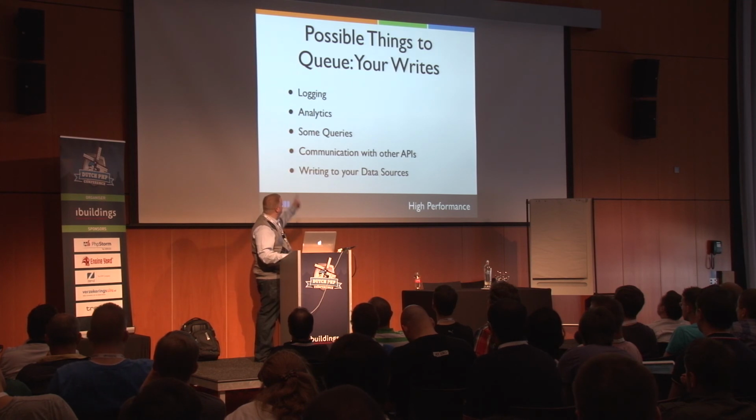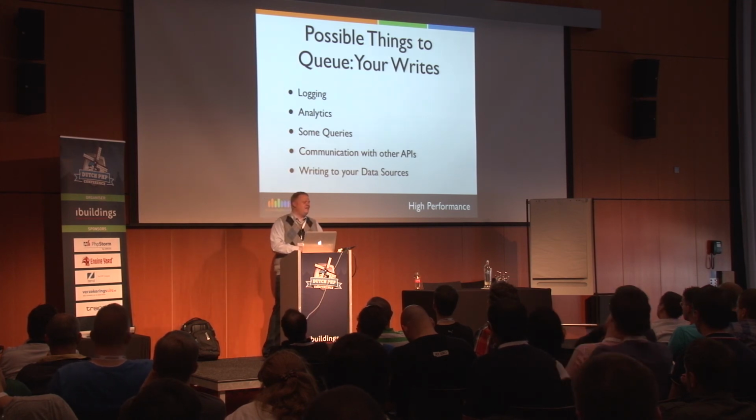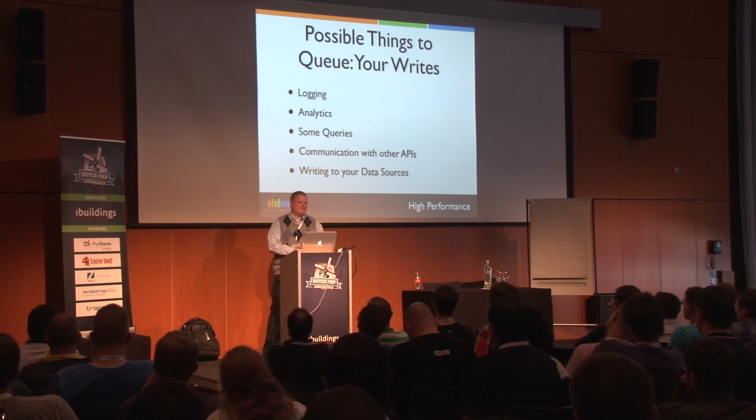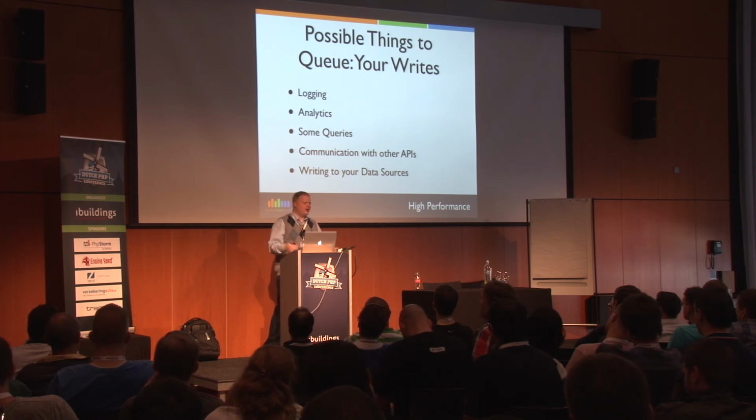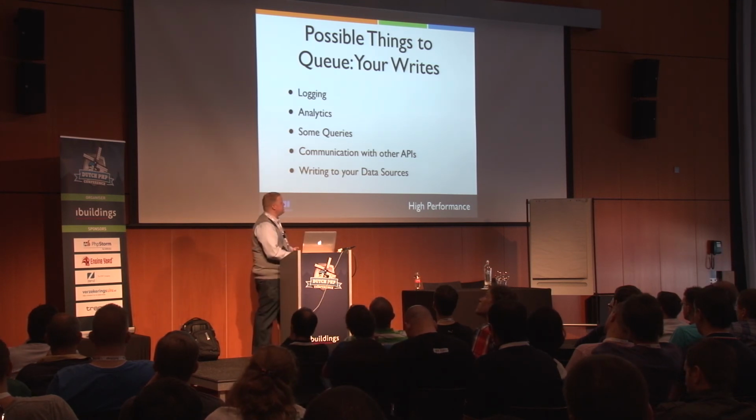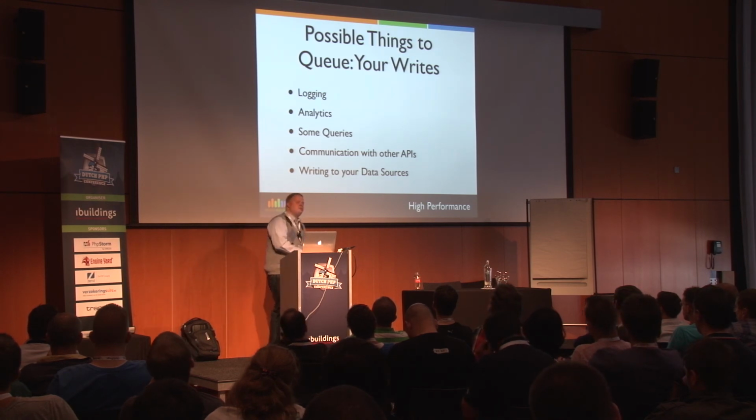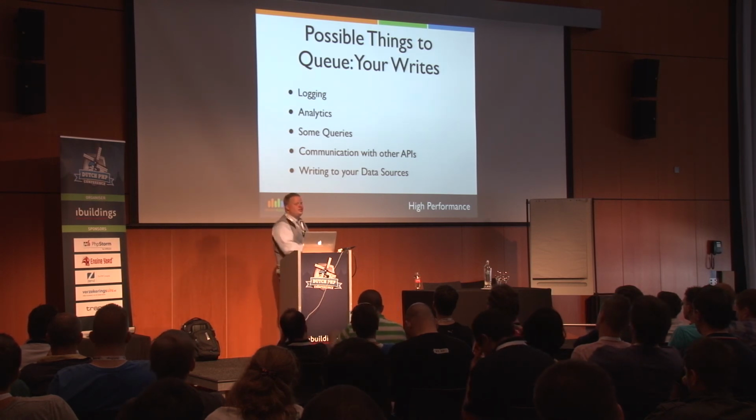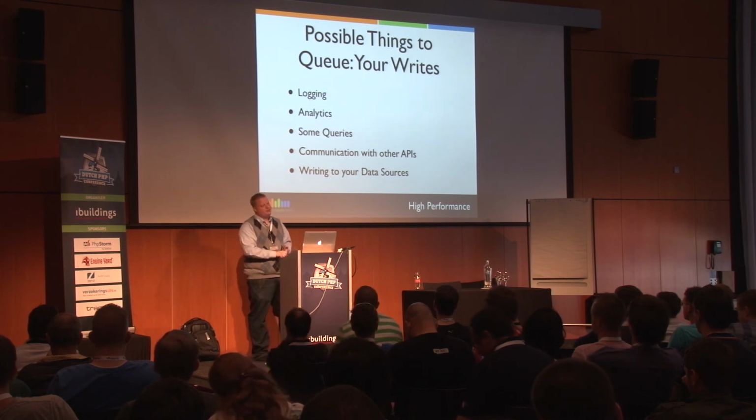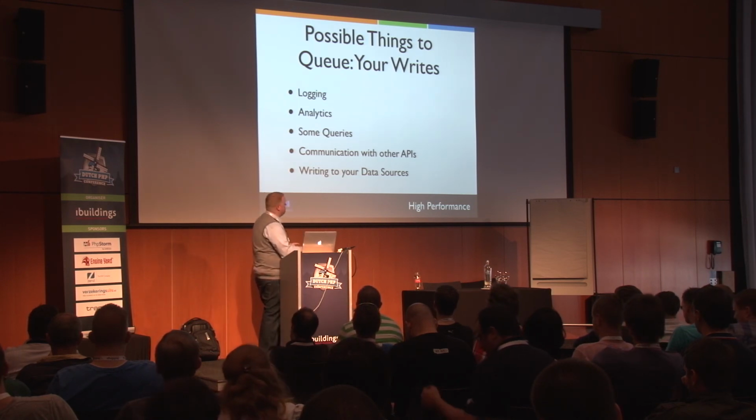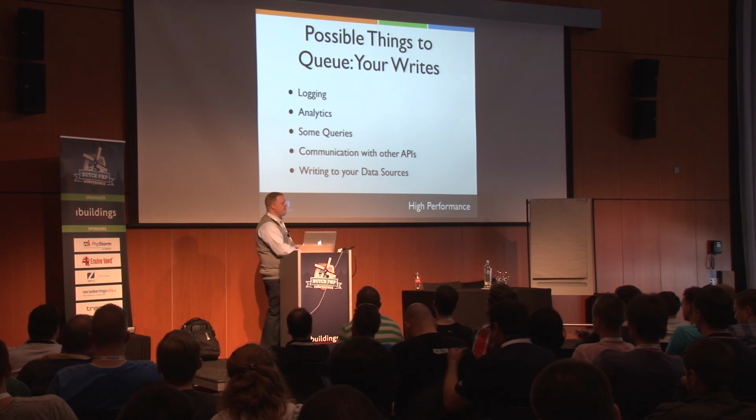So you can look at logging, analytics. If any of you are doing analytics in a database where every time something happens you insert a record or update a record, that can get insanely slow. Some of your queries you probably could queue. The generation to figure out related posts, you probably could queue that. Communication with other APIs, definitely.